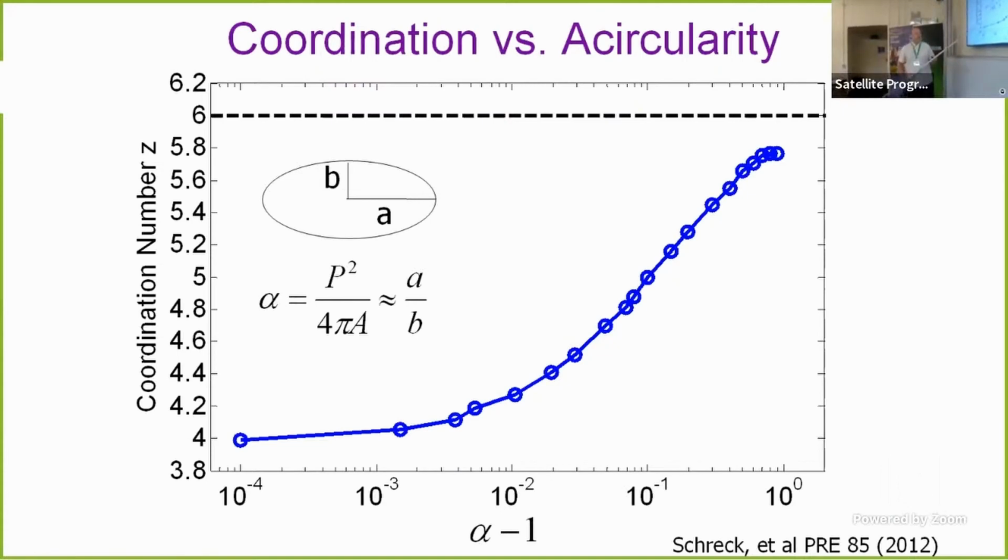So when the aspect ratio is close to a circle, we have 4 contacts per particle. And as we get less and less circular, our acircularity gets larger, we get more and more elliptical, we jump up towards 6.